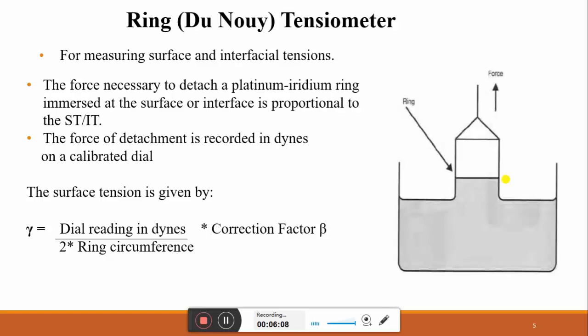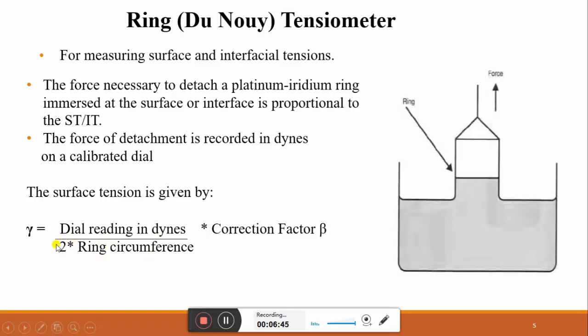The force which is necessary to detach a platinum iridium ring immersed at the surface or interface is proportional to the surface tension or interfacial tension. In fact, the calibrated dial measures force as well as the weight of the liquid which is pulled when we pull this ring from the surface of the liquid. The surface tension can be calculated from the equation gamma is equal to dial reading in dynes divided by 2 into ring circumference, that is 2 pi r.